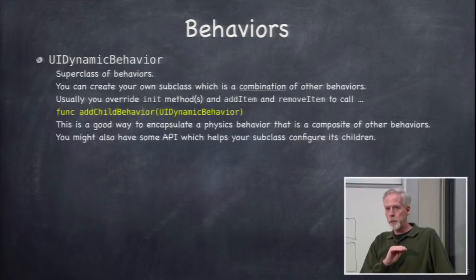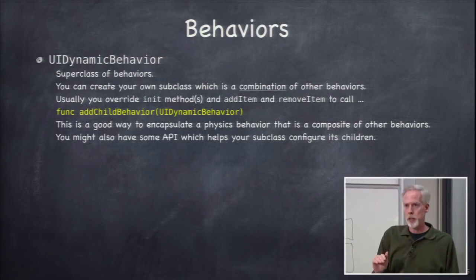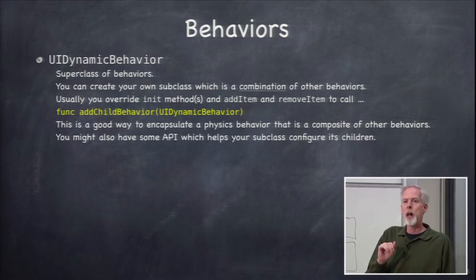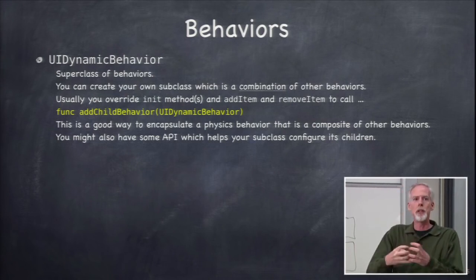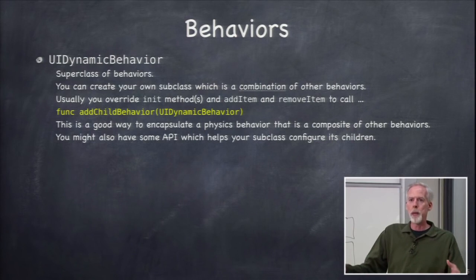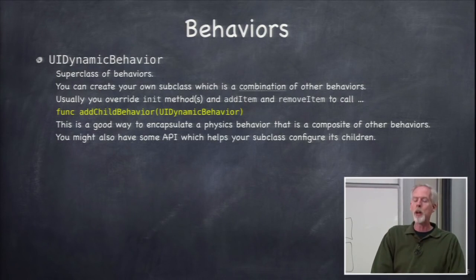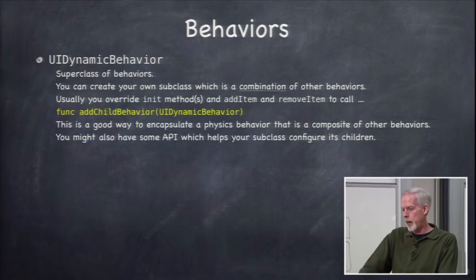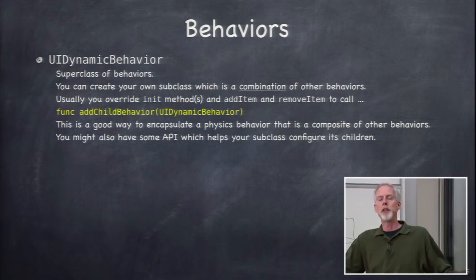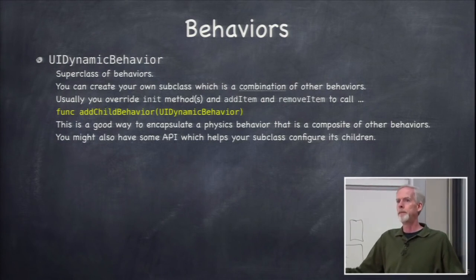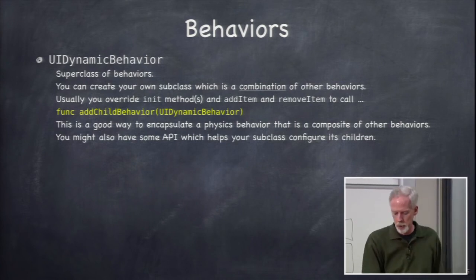Now here's UI dynamic behavior. This is the superclass of all of these behaviors. And it's kind of an interesting superclass because you can actually create a subclass, and in the implementation of the subclass, you add child behaviors. You add other behaviors, so you can have a composite behavior. And this is very common to do. When you have three or four different behaviors all working on the same set of items, a lot of times you'll create a subclass of UI dynamic behavior, and in the init method, you'll call this method addChildBehavior, and you'll add a gravity, a collider, an item behavior. You see what I mean? You'll add them as child behaviors. And now this behavior will do all the things that those behaviors did. So you have a big combined behavior. And I'll do that in the demo so you can see what that looks like.